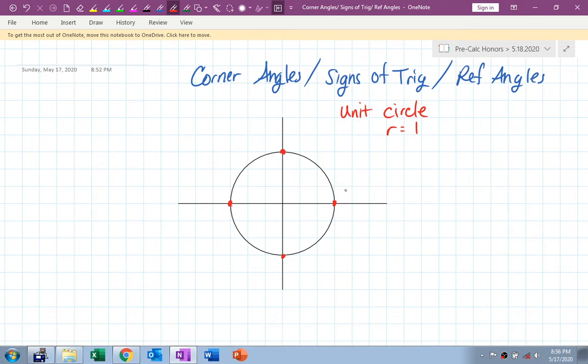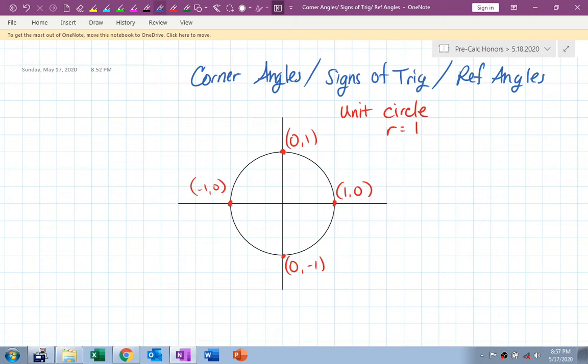So this point here would be 1, 0. This point up here would be 0, 1. We would have negative 1, 0, and 0, negative 1. So those are the points. All right.